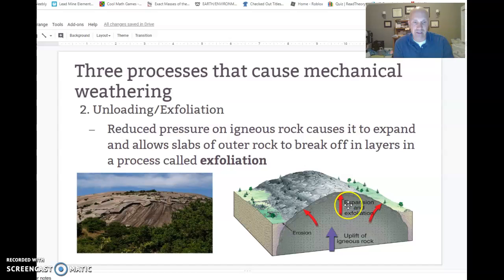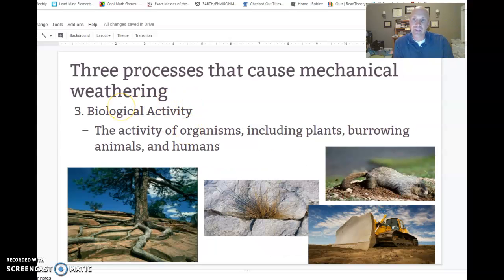Think of this like a balloon right here. When that gets larger, it's going to break the rock. The rock on the outside is a little bit more brittle, and it breaks off. You can see that happening right here. You've got these slabs of rock that are going to be breaking off and eventually sliding down the side of this hill. A third thing that can cause mechanical weathering is biological activity.